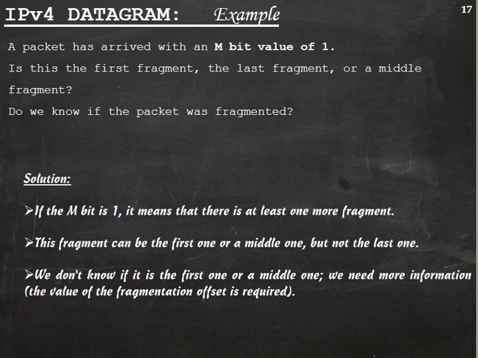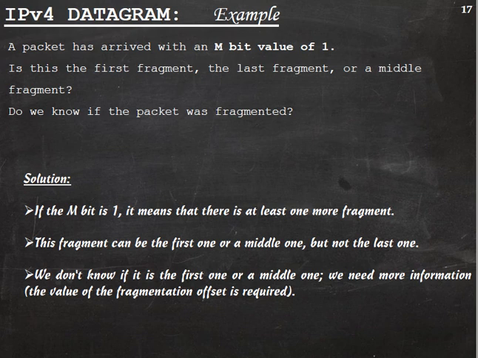Next problem, a packet has arrived with m bit value equal to 1. Is this a first fragment, last fragment, or a middle fragment? Do we know if the packet was fragmented? In the previous problem, the value of m was given as 0. In this problem, it has been given as 1.